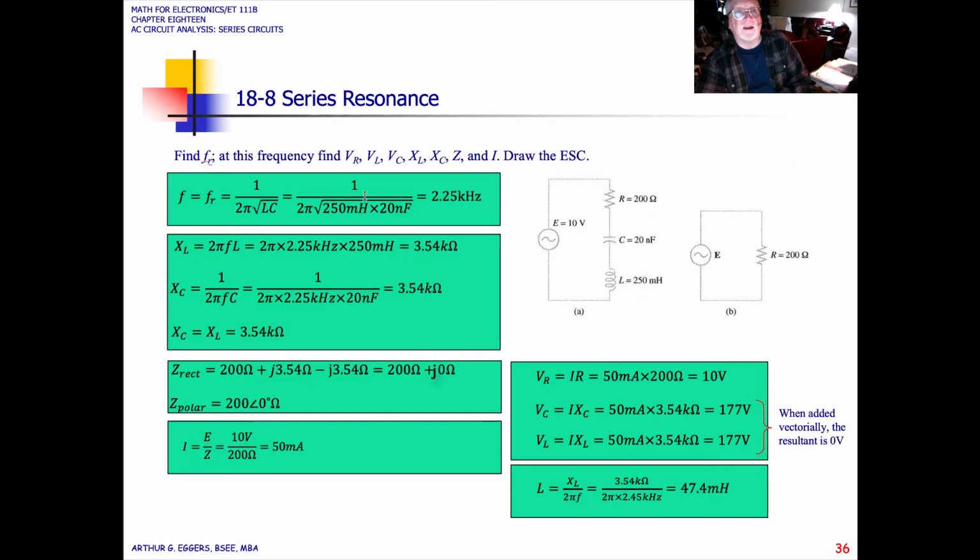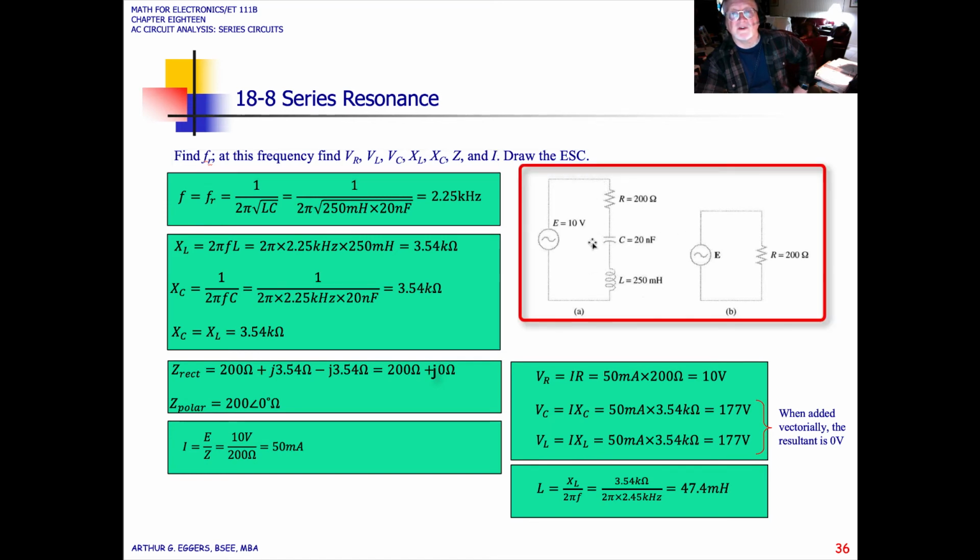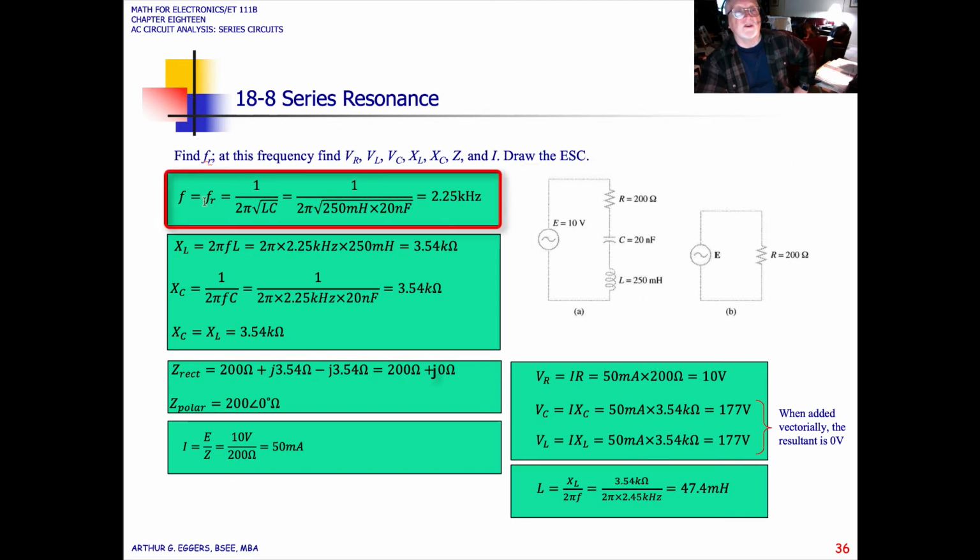And here we have an example problem where they ask us to find the voltage drops across each of the components, the reactance across the inductor and the capacitor, the total impedance, and the current, and draw the equivalent circuit. So you can see we've given the original circuit, and we're going to end up with this equivalent circuit where we just have a resistance because we are at resonance. So when we go through and solve for the resonant frequency, we get 2.25 kilohertz.